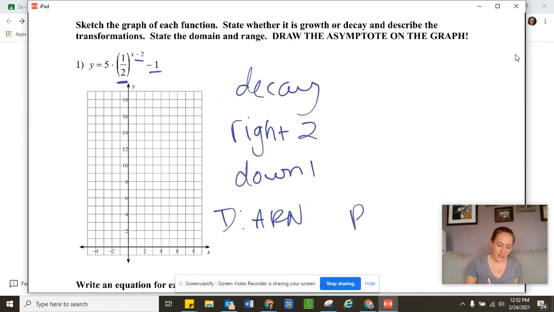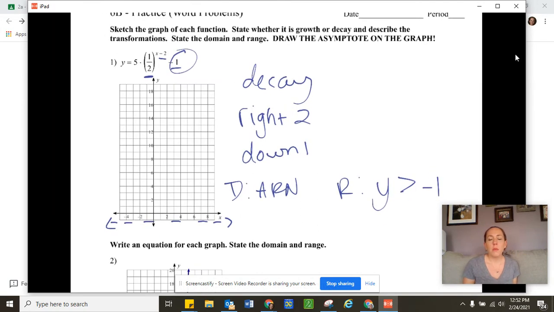And for my range, everything's going to be above this asymptote right here, which is at -1. So I'm going to say y's are greater than -1. Remember not to put the or equal to sign because we never actually touch the asymptote. It just gets really close to it.